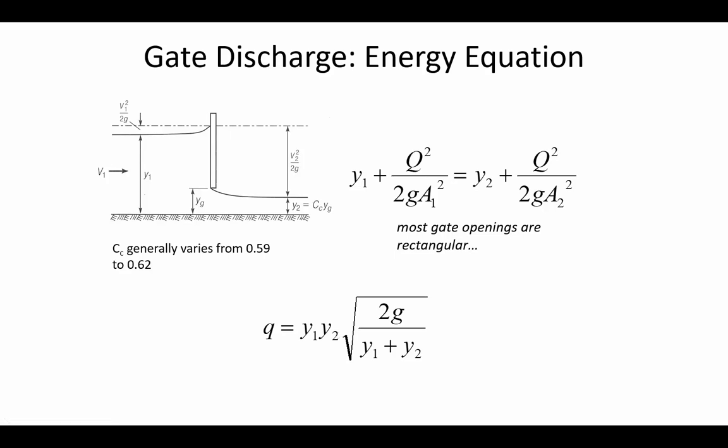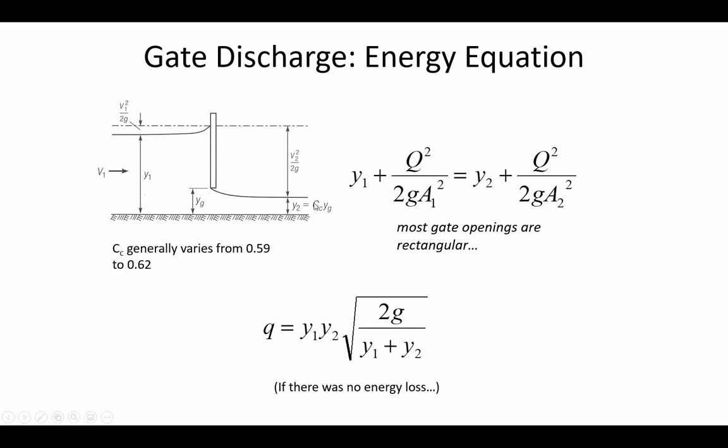There usually is energy loss though. This equation that I was showing on screen initially is assuming that there's no energy loss. But in reality there is, and so the energy equations I'll show you from here on out make use of energy loss that's in part related to the coefficient of contraction.